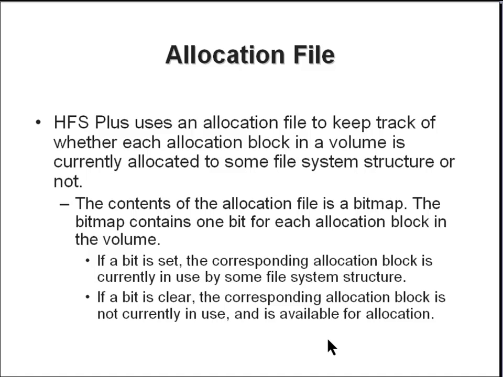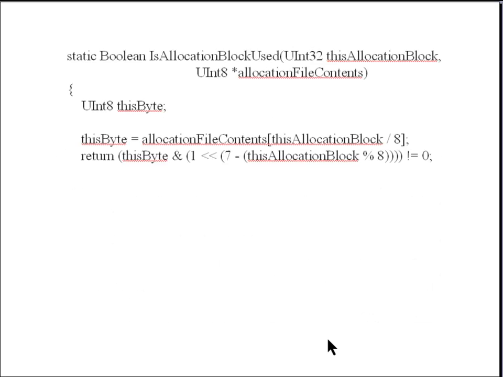The allocation file is used to keep track of whether each allocation block in a volume is currently allocated to some file system structure or not. And the contents of the allocation file is a bitmap, so it's going to be 0 or 1. The bitmap contains 1 bit for each allocation block in the volume. And so if a bit is set, the corresponding allocation block is currently in use by some file system, and if it's clear, that means it is available for allocation.